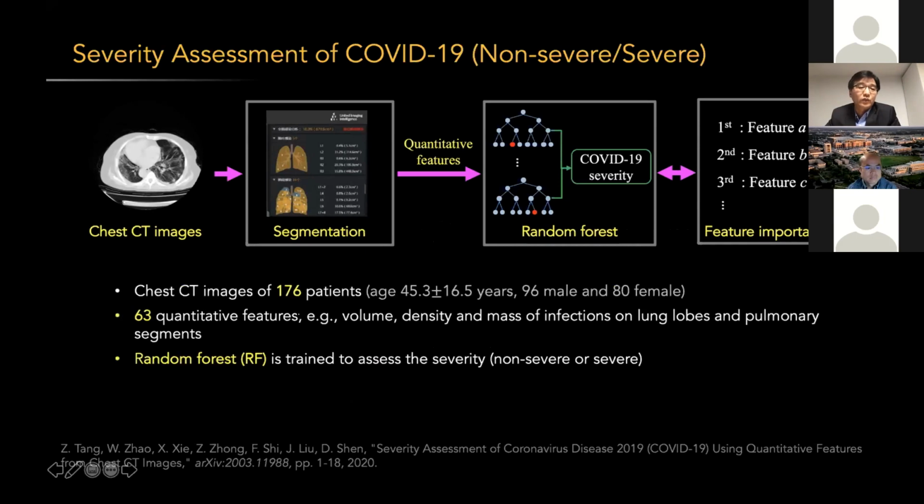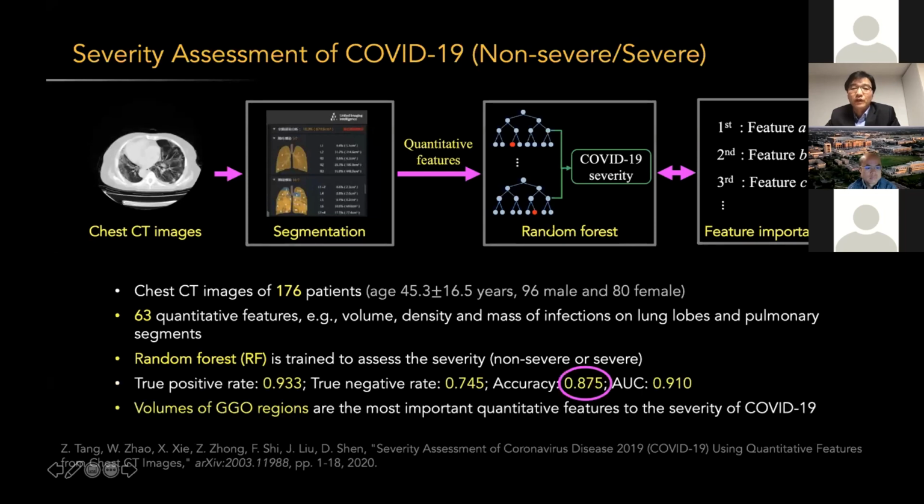And in this way, we get 63 quantitative features. Then we use the traditional random forest, but we do have some innovations for our random forest algorithm, particularly for COVID-19 applications. Just recall, as I mentioned, COVID-19 cases basically have a large amount of infection volume compared to the other pneumonia. And also the severe cases have more infection compared to the mild cases.